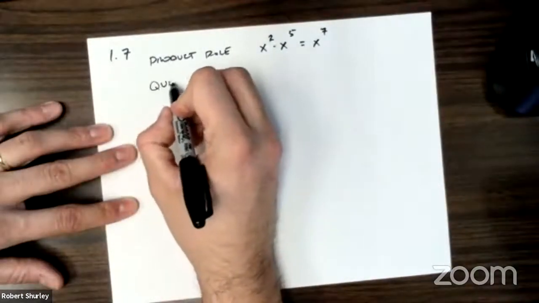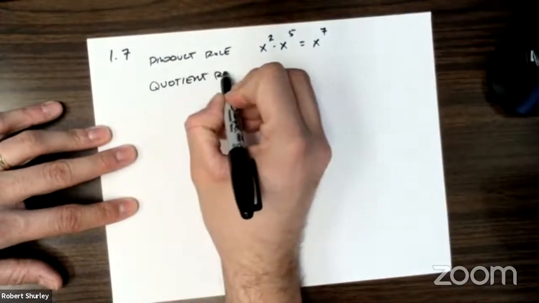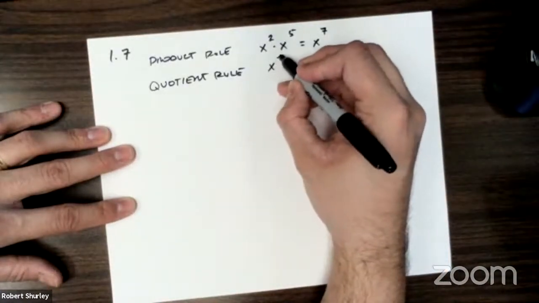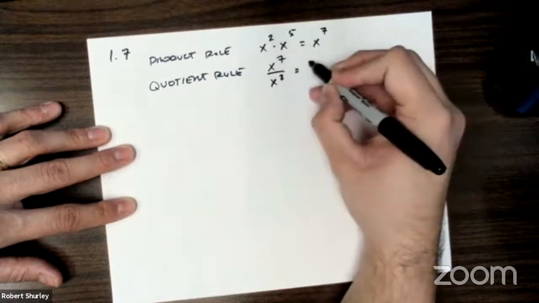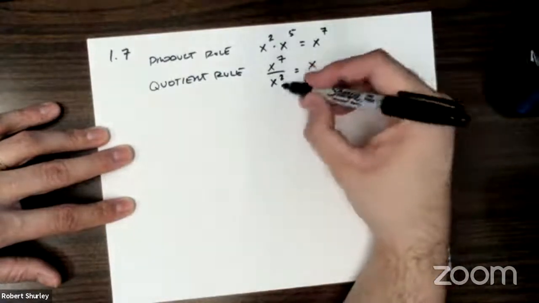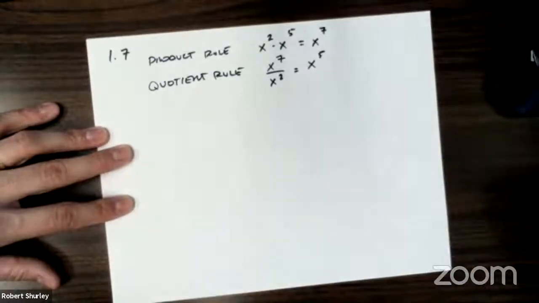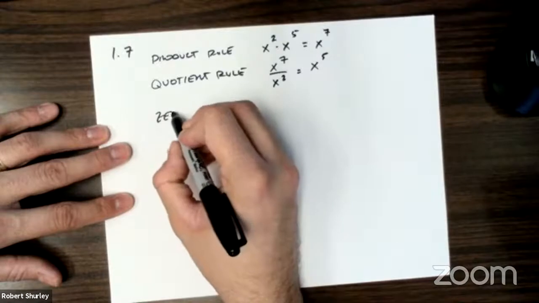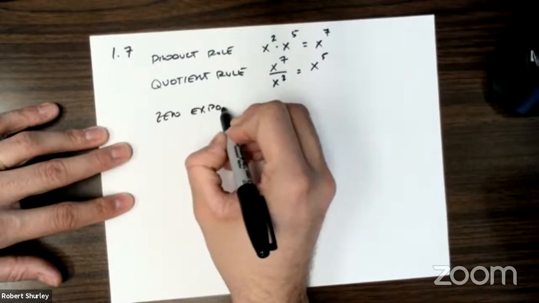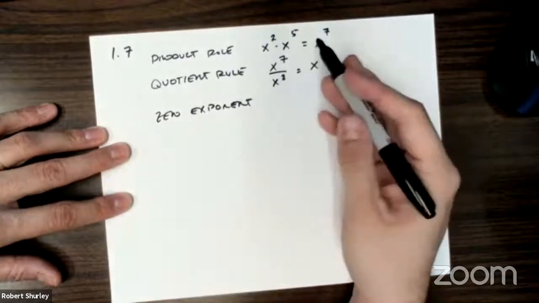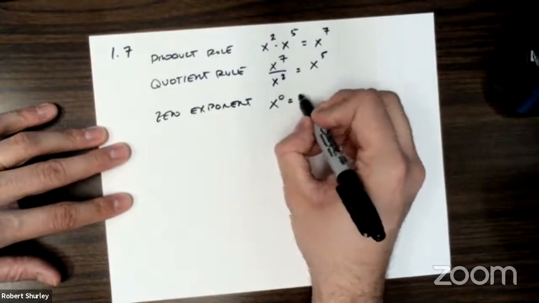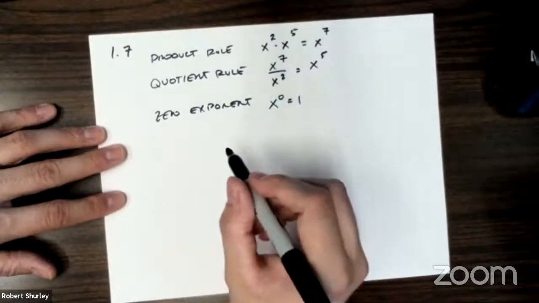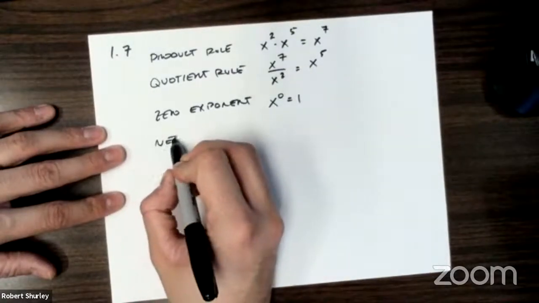And then we had the quotient rule that said, hey, if we divide exponents, let's say we had x to the 7th over x squared, we subtract 7 minus 2 to give me x to the 5th. Now, these are really, really basic ones. And then we had the 0 exponent, which says, look, anything raised to the 0 power is just 1. And then we had the negative exponent rules. Now, there were 2 of these, really.